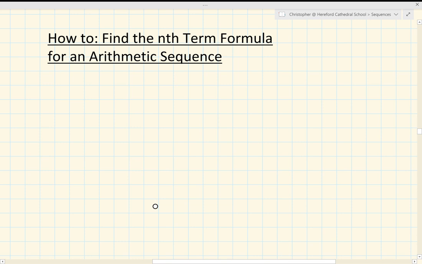We're going to find out how to find the nth term formula for an arithmetic sequence. Now, first of all, let's just be clear. An arithmetic sequence is a sequence like this one, 5, 8, 11, 14, where the difference between the terms is always the same. In this case, we've got a constant difference of plus 3. Now, how are we going to find the nth term for that?